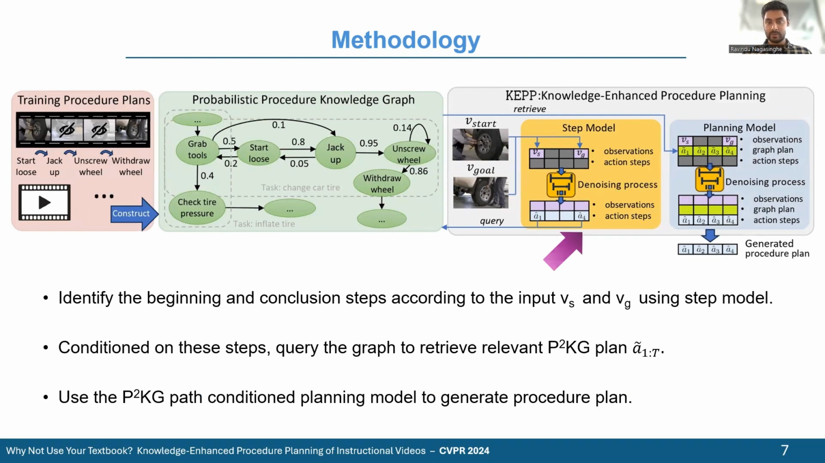In KEPP, given start and goal visual states as input, we adopt a condition projected diffusion model to identify the first action step and the final step. We refer to this model as the step model. Afterward, conditioned on this first step, last step, and the planning horizon T, we query the graph to retrieve the relevant graph path from the procedure knowledge graph. Finally, the conditional visual states and the procedure path plan recommendations are concatenated to predict the action steps using a condition projected diffusion model we coin as the planning model.